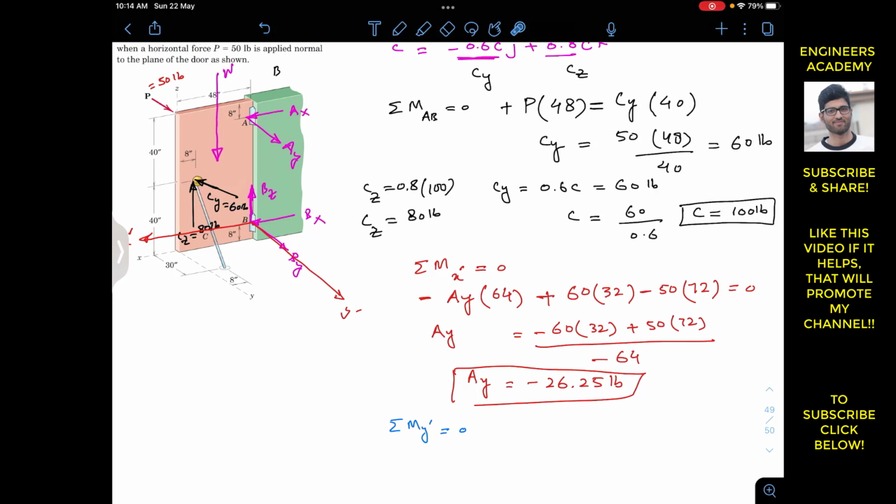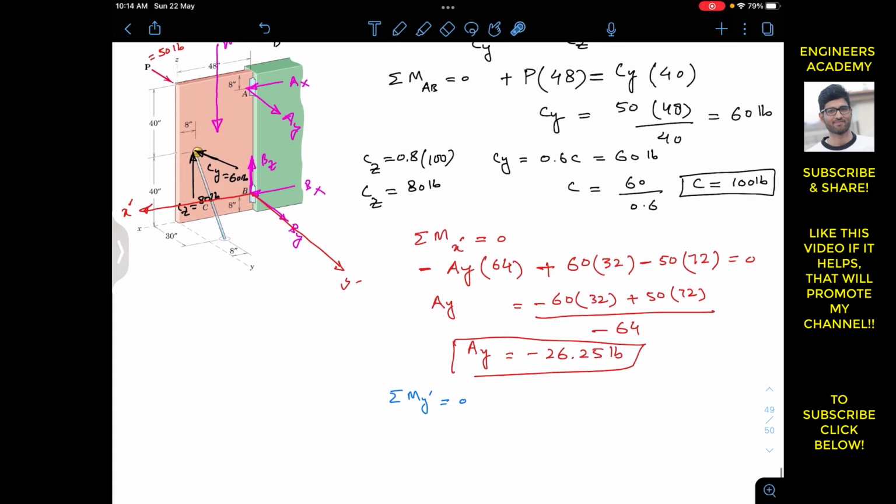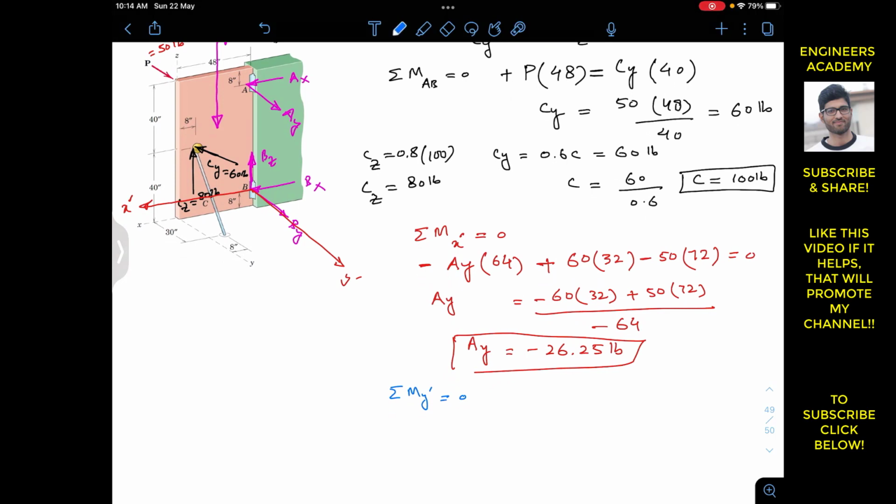Now AX is going to produce the moment about the Y dash axis in this direction, like this. If we curl our right hand fingers, the thumb will point in the positive Y dash direction. So AX is producing the counterclockwise moment. I will write plus AX, and the perpendicular distance of AX from the Y dash axis is again the distance between A and B, which is 64. That is 80 minus 8 minus 8, so that is 64. So I will multiply AX with 64.